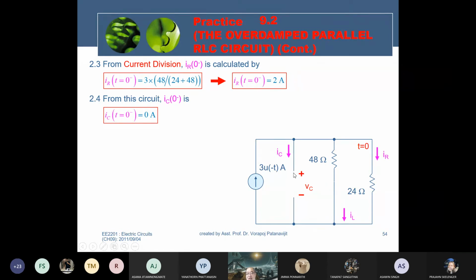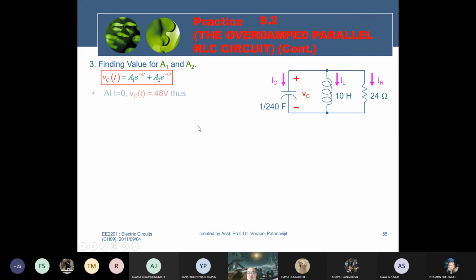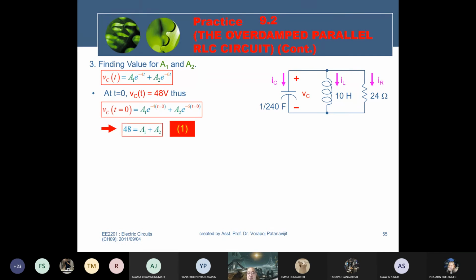And for time greater than 0, the capacitor behaves like an open circuit when fully charged. You get IC, the capacitance current, equal to 0. Now, we use only two initial values, VC and IL. VC at time 0 equals 40x volts. You substitute them in here, VC, and t is substituted to be 0.